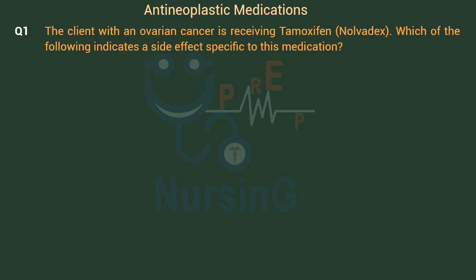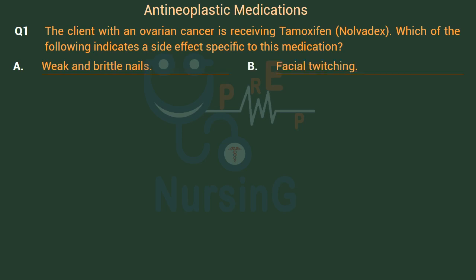Antineoplastic medications. The client with ovarian cancer is receiving Tamoxifen, Nolvadex. Which of the following indicates a side effect specific to this medication? Option A. Weak and brittle nails. Option B. Facial twitching. Option C. Convulsions. Option D. Constipation. Right answer is option D.